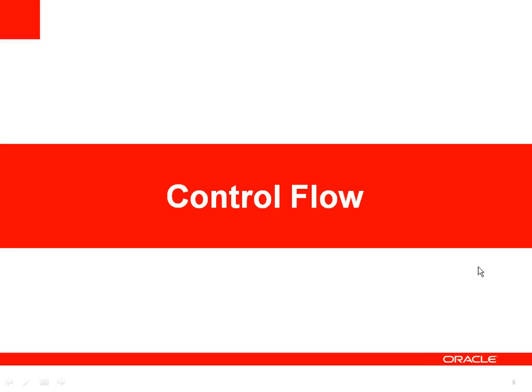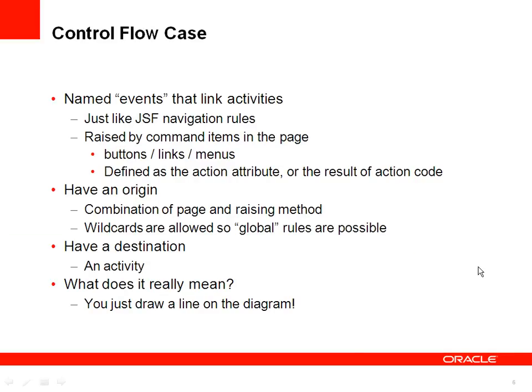Control flow cases in ADF task flow are comparable to navigation cases in Java Server Faces. They allow you to define in metadata how a user could navigate from one view to another view, or in ADF terms, from one activity to the next activity. A control flow case is a named event. So you have an origin, which is a page, and this origin raises the navigation event, and it does so by using a command item like a command button. And if this button in its action property has the name of the event, then Java Server Faces continues navigation to the destination, to the other end of the definition there.